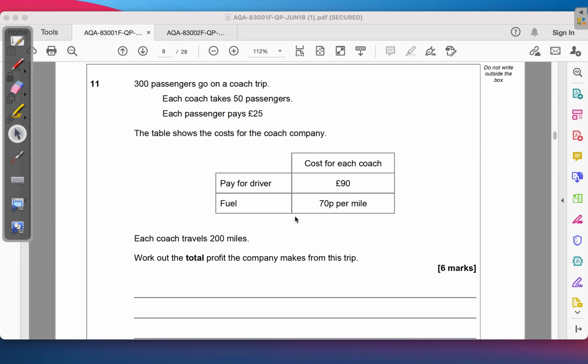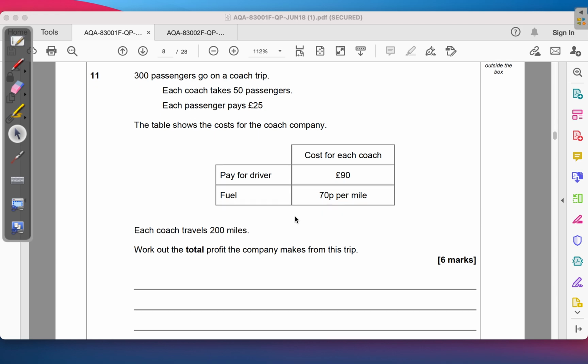So 300 passengers go on a coach trip. Each coach takes 50 passengers. Each passenger pays £25. The table shows the costs for the coach company. So the cost for each coach is £90 per driver, 70 pence a mile, and each coach travels 200 miles. Work out the total profit the company makes from this trip.